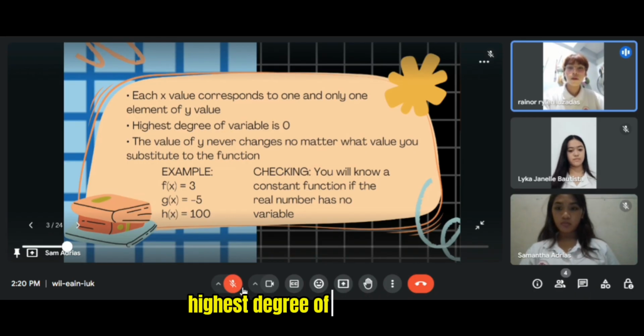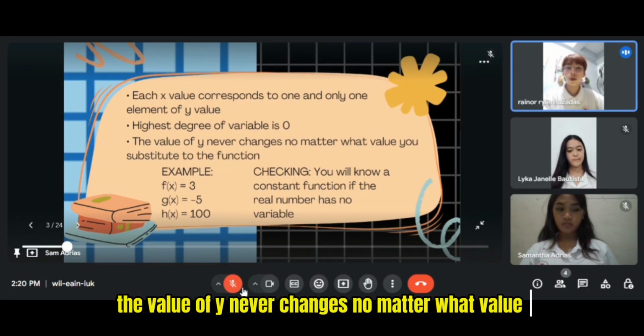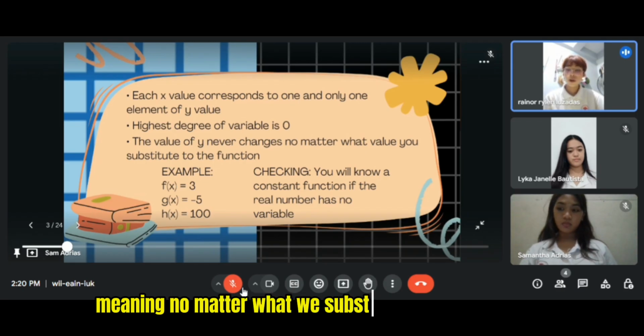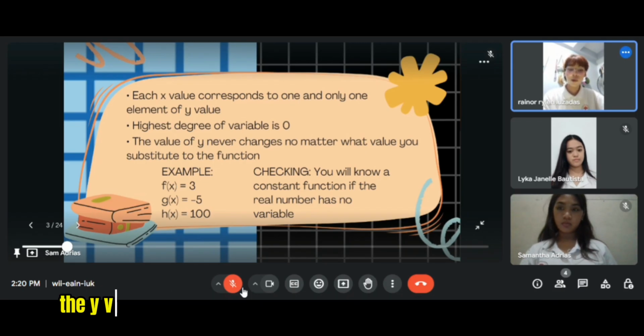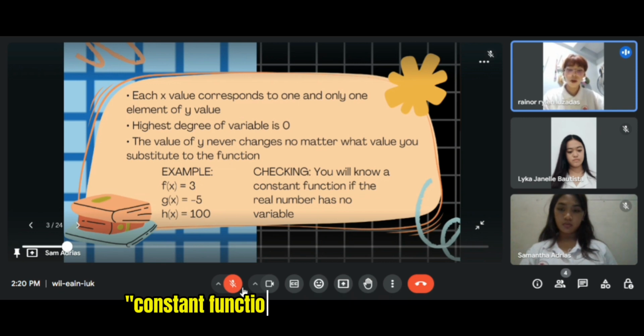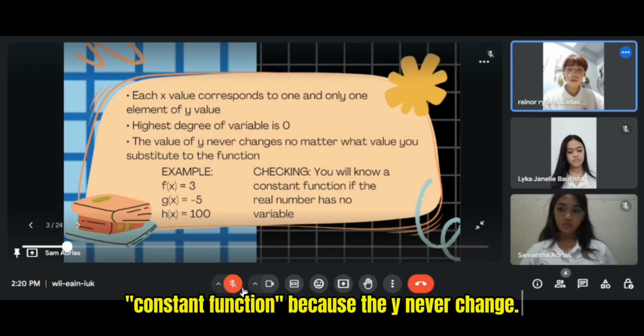The highest degree of the variable is 0. The value of y never changes no matter what value you substitute to the function. Meaning, no matter what we substitute to the value of x, the y value will not change. And that is the reason why it's called a constant function, because the y never changes.